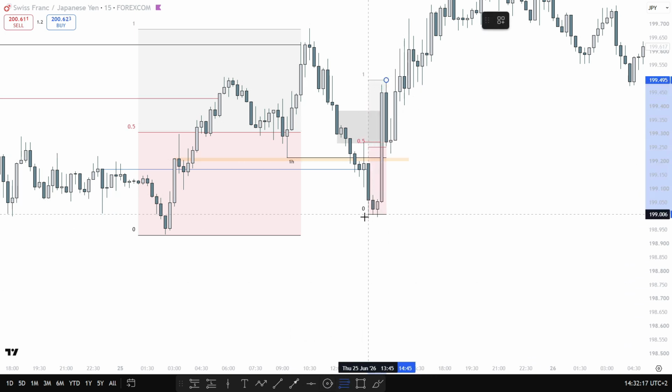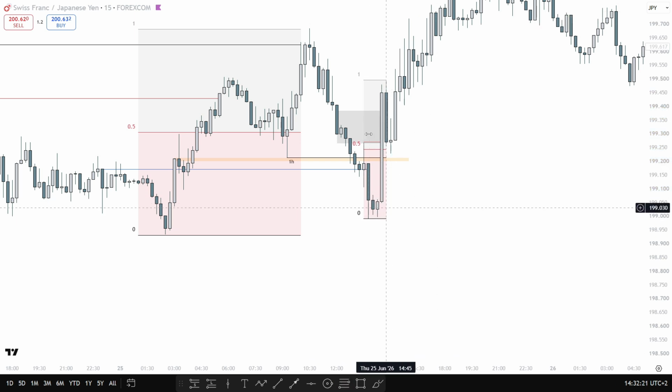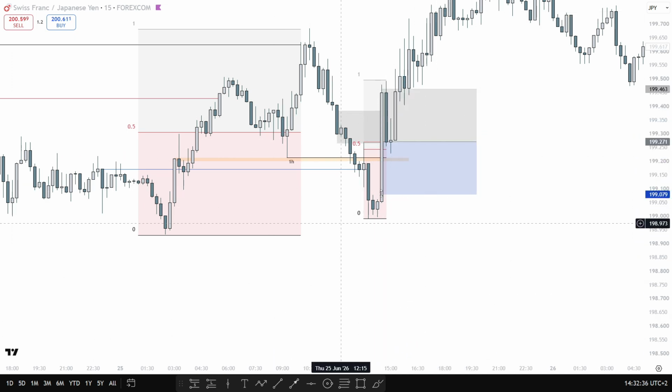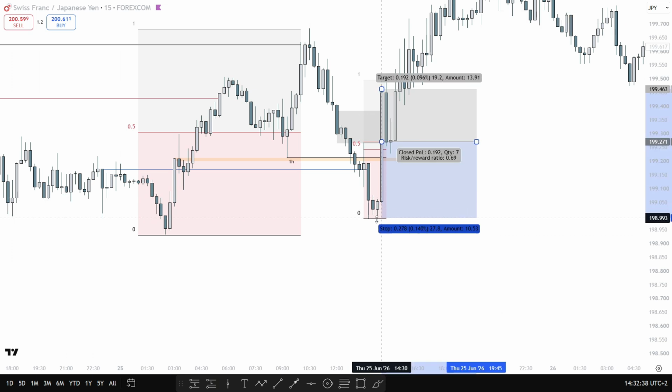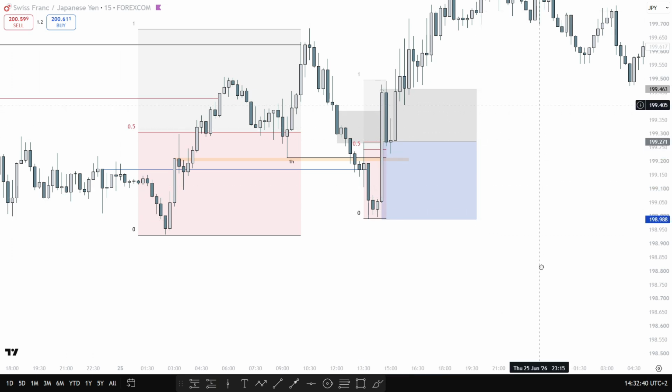If we look at this once more, it literally retraced back into this fair value gap on the 15-minute, and then it continued going up. So one could have actually entered over here, right? And had your stop loss over here, and have gotten a 1 to 2.